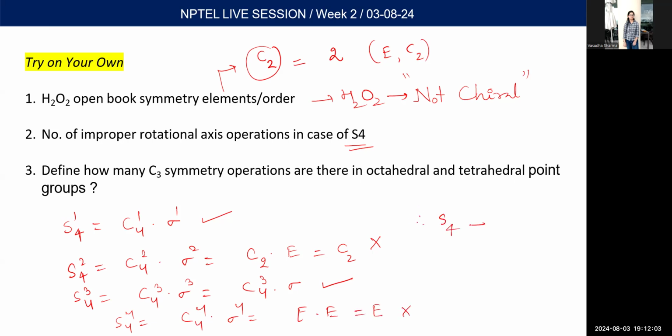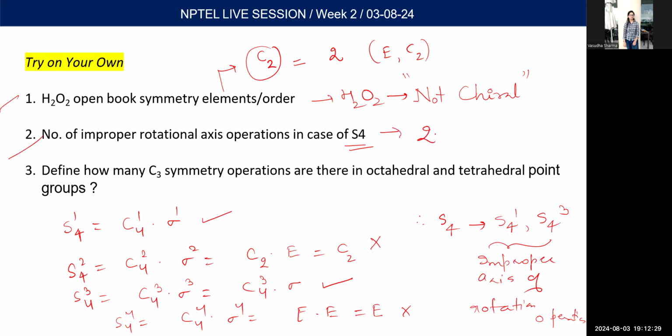So S4 gives you only S4^1 and S4^3 improper axis of rotation operations. So this is also done. So we are only having two.